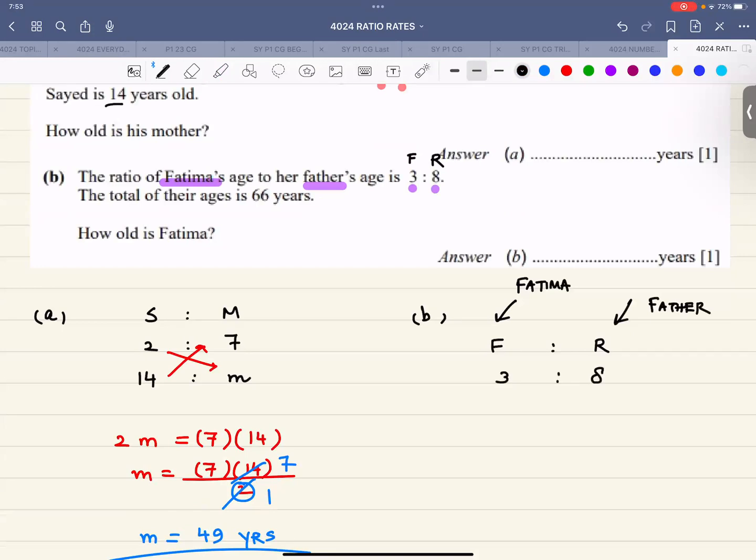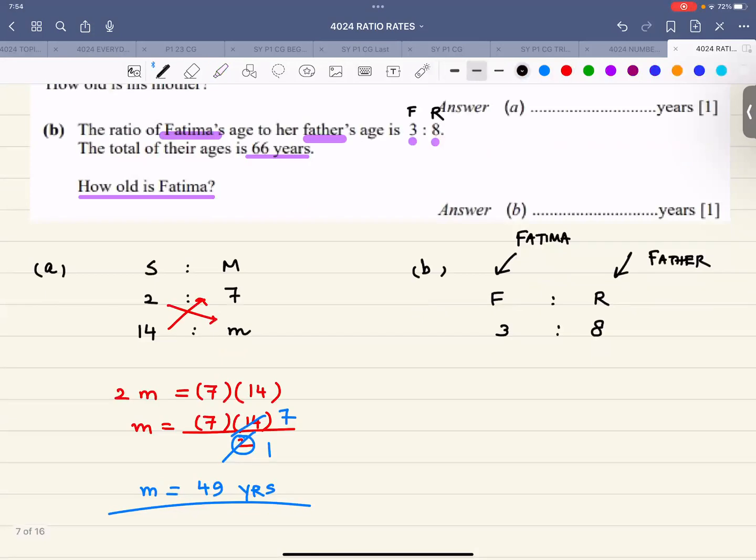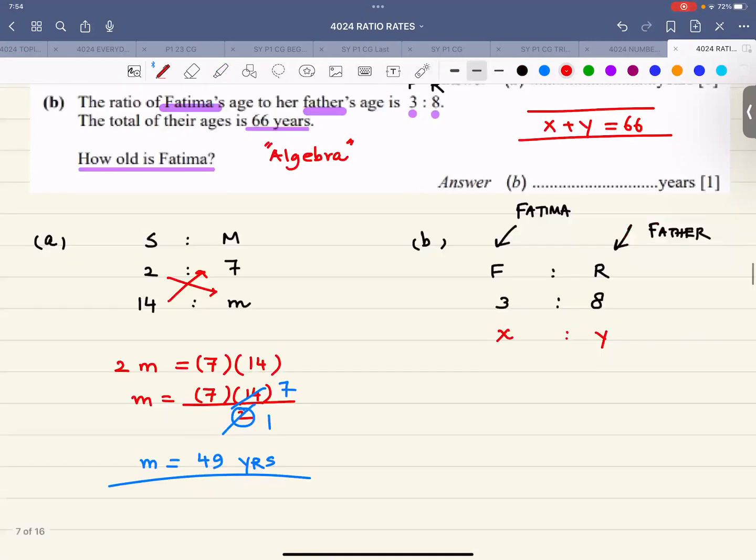What is being asked? The total of the ages is 66 years. Now this is something new. The total of the ages is 66 years. How old is Fatma? Now if this is X and this is Y, these are their respective ages. But we know that X plus Y equals 66. That's another equation that we have. So rather than arithmetic, it's an algebra-based question involving simultaneous equations.